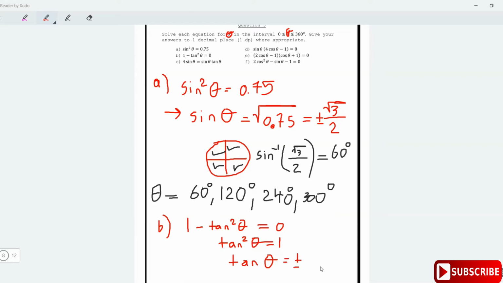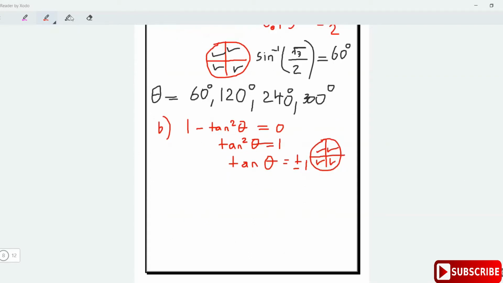So when you draw your circle, because you want plus or minus 1, you want positive tan, which is here and here, and you want negative when tan is negative, which is here and here. So first thing is we find tan inverse of 1. When you find tan inverse of 1, that's going to be your angle in the first quadrant, and we know tan inverse of 1 is pi by 4, or 45 degrees. The angle in the first quadrant is 45.